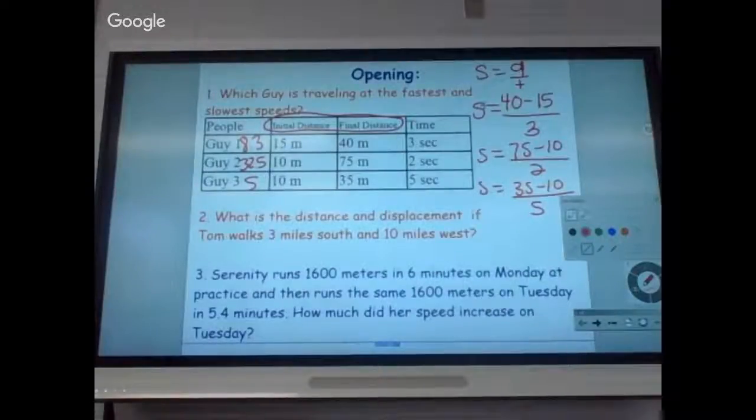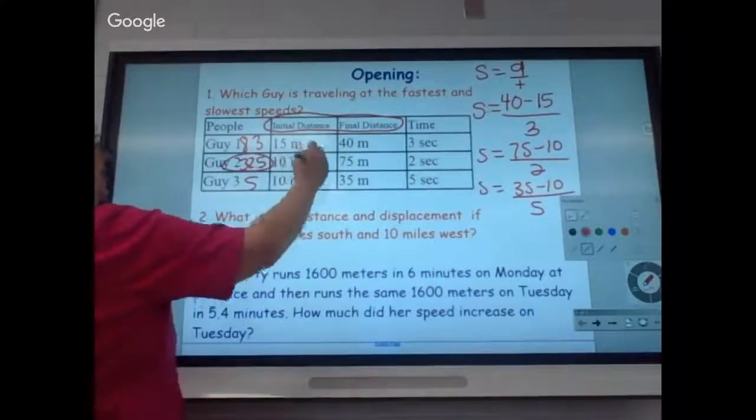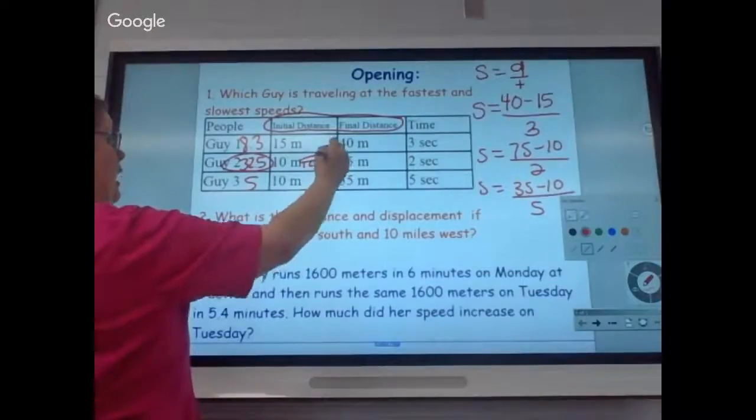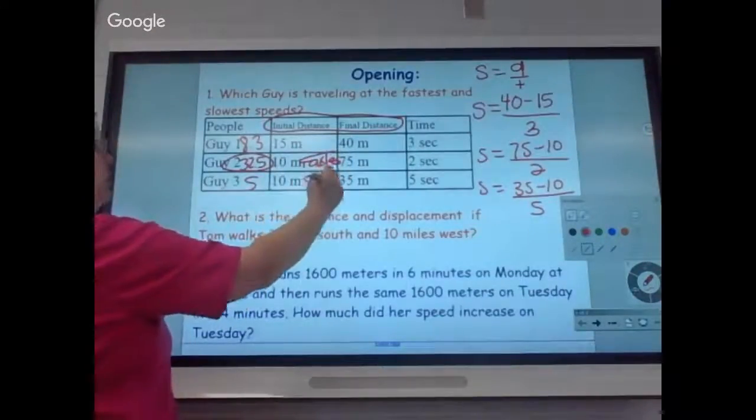I thought the one with the lowest number. That's what I was thinking, because it's like, no. He went the greatest distance and the least amount of time. So this guy right here is the fastest. It's like when you look at your speedometer and you see 50 and you see 5, which one is faster, the 50 or the 5? The 50. So that speed is faster than the 5. So 32.5 is faster than the 5. Okay? So guy 2 is the fastest and 5 is the slowest.